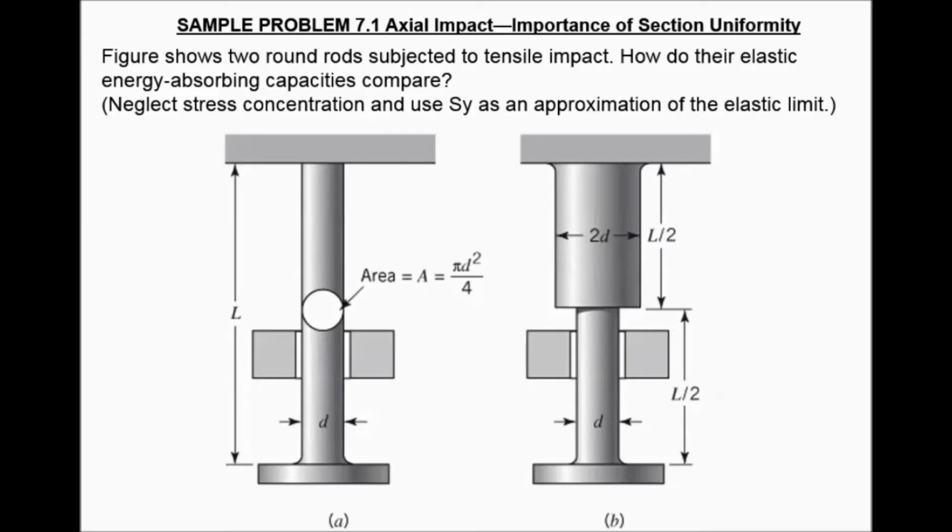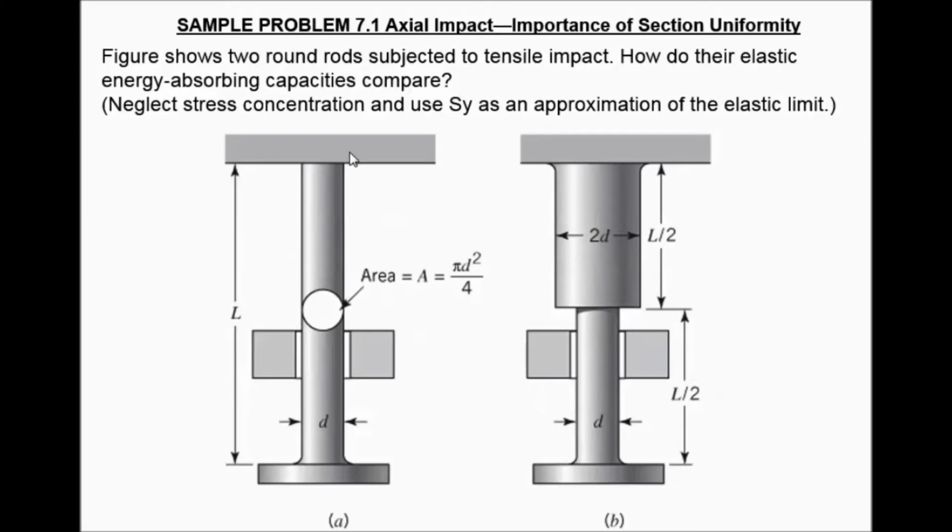For the next example, we're going to take a look at sample problem 7.1, axial impact, importance of section uniformity. The figure here shows two round rods that are both subjected to the same tensile impact. How do the elastic energy absorbing capacities compare? So we have these two round rods with different geometries.